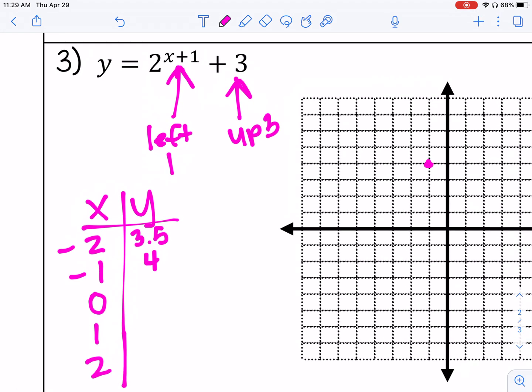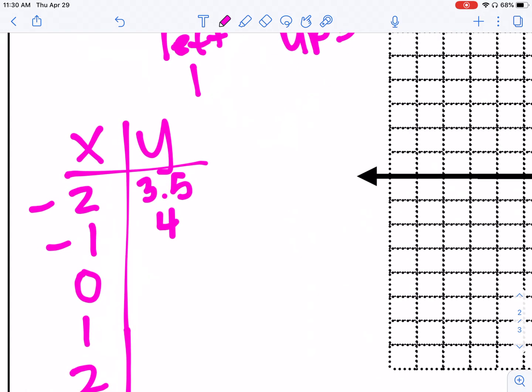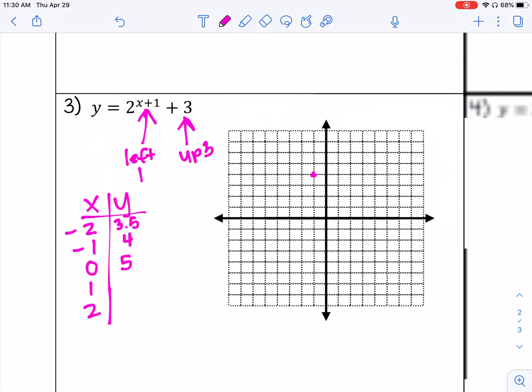And now let's find our y-intercept. We have where x is 0. So if x is 0, we have 2 to the first, which is 2, plus 3, which is 5. Okay, and then we have when x is equal to 1. So 2 to the 1 plus 1 is 2. So 2 squared is 4, plus 3 is 7.